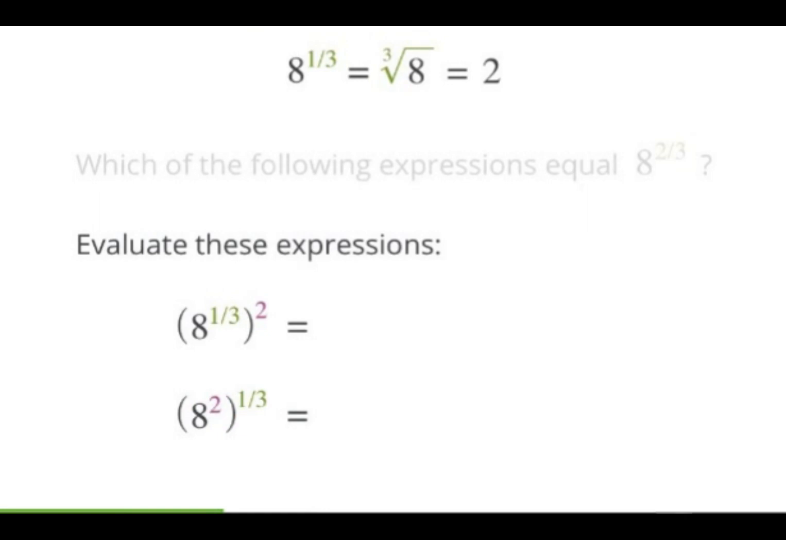Well, 8 to the 1/3 is the cube root of 8, or 2, and when we square that, we'll get 4. So that first expression is 4. Let's try the second one. Here we want to square 8 first. That gives us 64. And then we want to take the cube root of it. What cubed is equal to 64? Well, that's also 4. So both of these expressions are equal to 4.